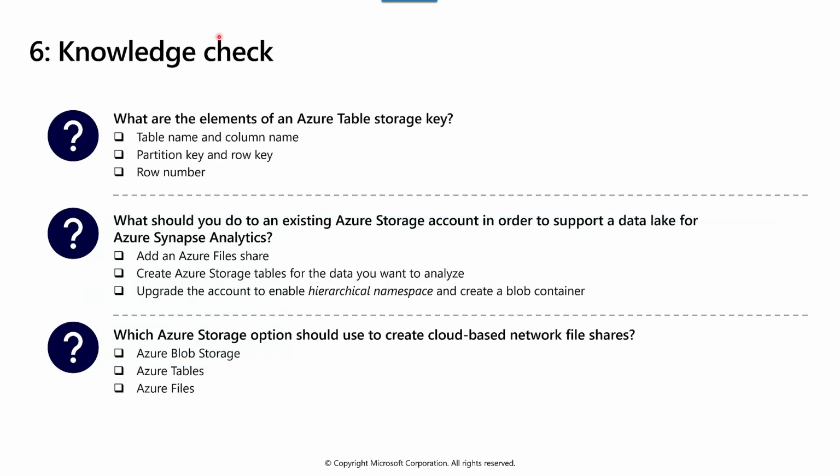Let me see. What are the elements of an Azure table storage key? Let's see. I think it's table name and column name. I think it's partition key and row key, table storage key, or maybe row number. No, it might be this one. I think it's the second one. Yes, because it stores in partitions, so it needs to know which partition and what row, basically.